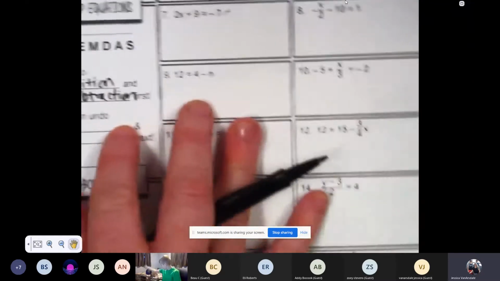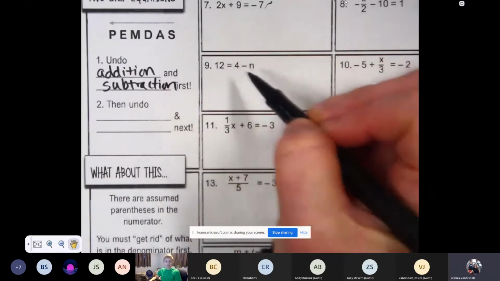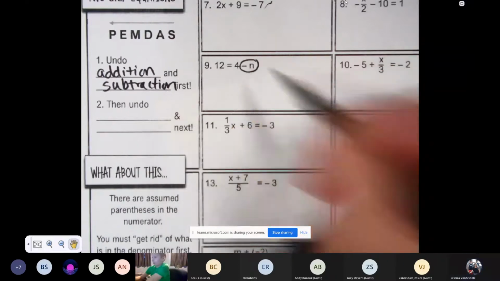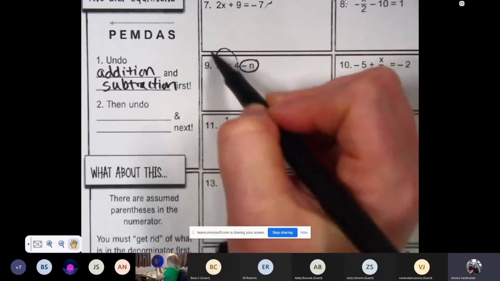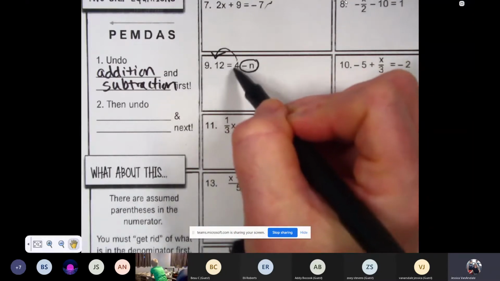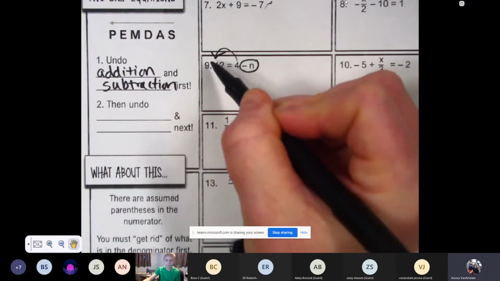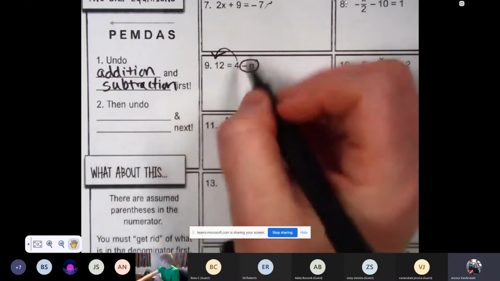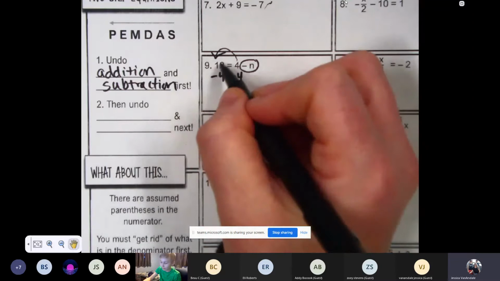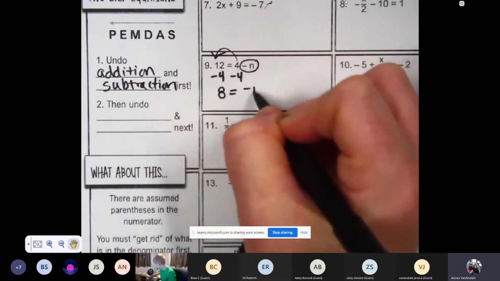So if we're looking at just this one closest to me here at number 9, we have 12 equals 4 minus n. Okay, we want n by itself, right? So we got to bring this 4 to the other side. If this is 4 with no sign, it's understood that this is a positive 4, like a plus 4. So to get 4 over here, we're going to have to undo addition or subtraction. So we're going to subtract 4 here, like this. That's going to leave us with 12 minus 4 is 8, and 8 equals negative n.